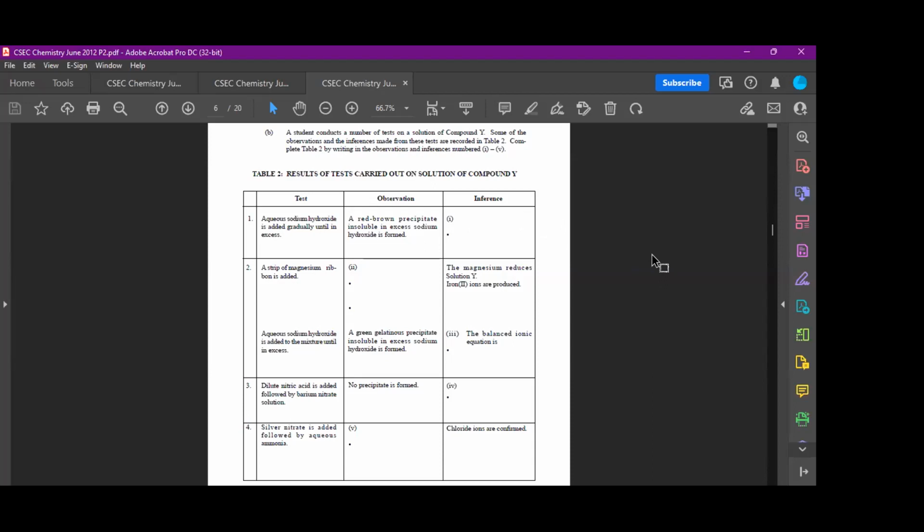All right. Then the next step, it goes down to say that a magnesium ribbon was added to the reaction. The magnesium reduced solution Y, and iron 2 plus ions were produced. So what observation are you expected to see? And this is 2 steps. So they're expecting you to say 2 things. They gave you 1. So there's 3 things that would happen. They gave you 1.